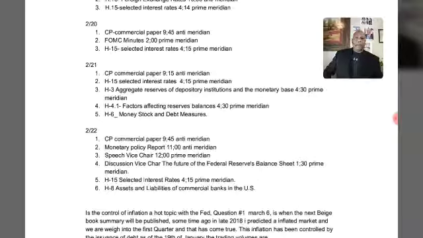And on that Friday the 22nd, we would have commercial paper at 9:45 a.m., monetary policy report at 11 ante-meridian, and we got a speech from the vice chair at 12 post-meridian, and a discussion from the vice chair based upon the future of the Federal Reserve's balance sheet. That would be at 1:30 p.m. and H15 select interest rates at 4:15 p.m. and H8 assets and liabilities of commercial banks in the U.S. That's the one. I'm going to watch all these.